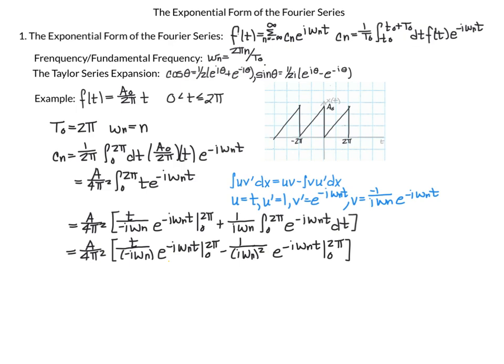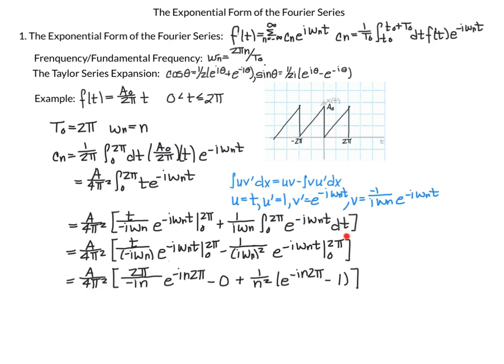Plugging in my 2 pi first, so I have a 2 pi over minus i, and for whatever reason, this is when I decide to plug in n for omega n. e to the minus i n, my t is 2 pi, minus, and when I plug in for 0, I'm going to get 0 because of this t term here.